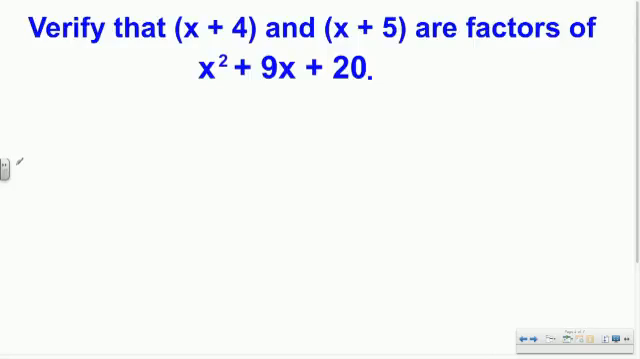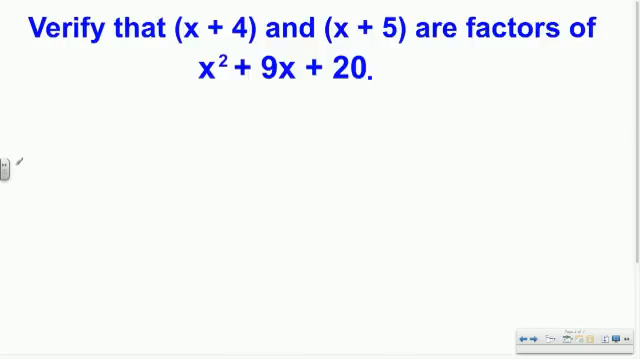Okay, so before I tell you about how to use the calculator, I'm going to step back a bit and show you how to verify your factors algebraically. So look at this example. Verify that x plus 4 and x plus 5 are factors of x squared plus 9x plus 20. If you remember, we can always just multiply our factors together and make sure that our answer is the polynomial that they gave us.